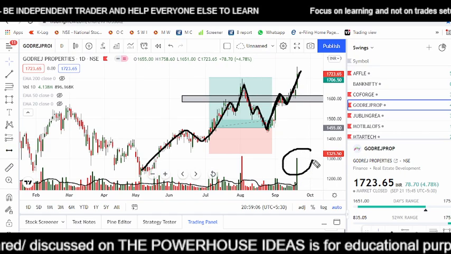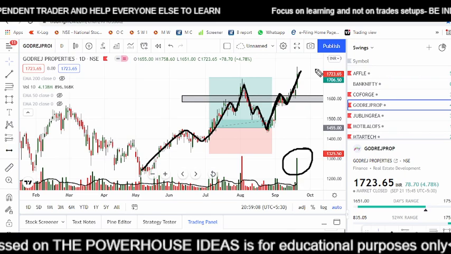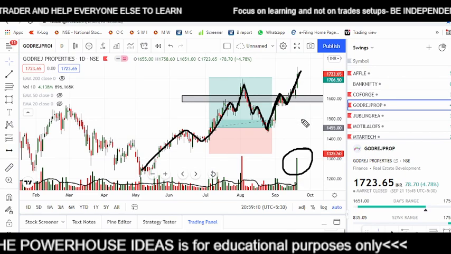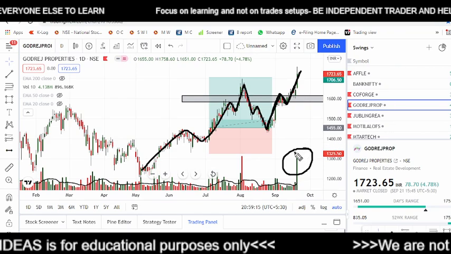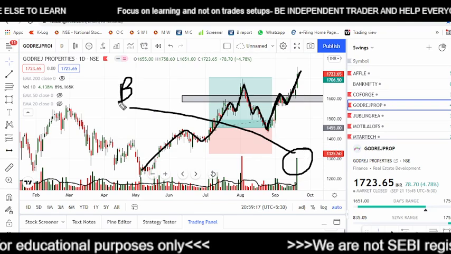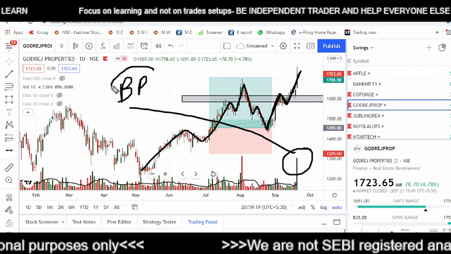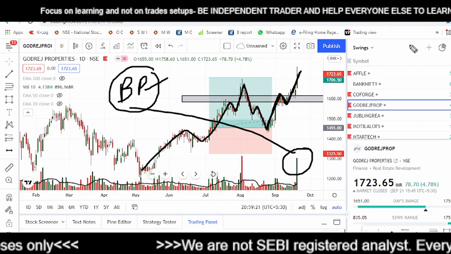And this big volume bar over here indicates that some big players have already got into this stock. So we just need to follow the big players, that is BP, not the blood pressure one, it is the big players one, right? We need to follow the big players.